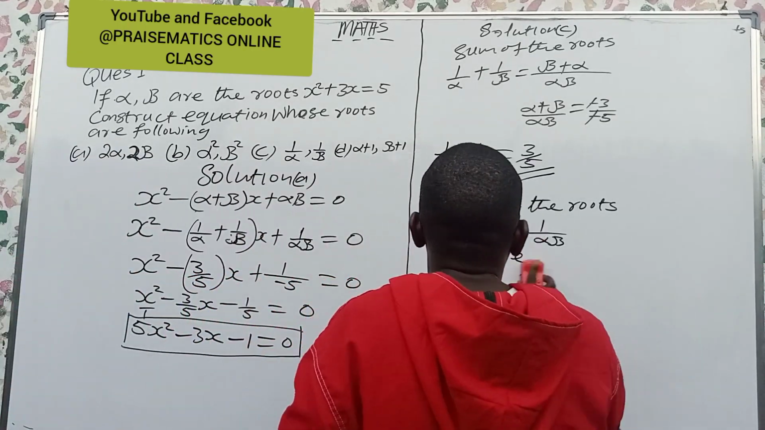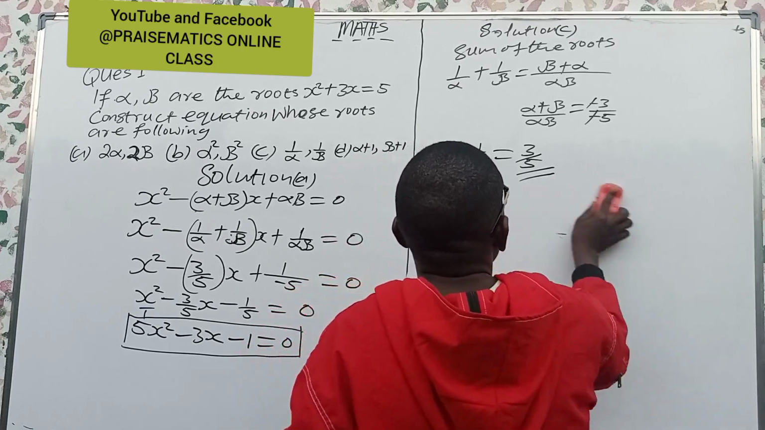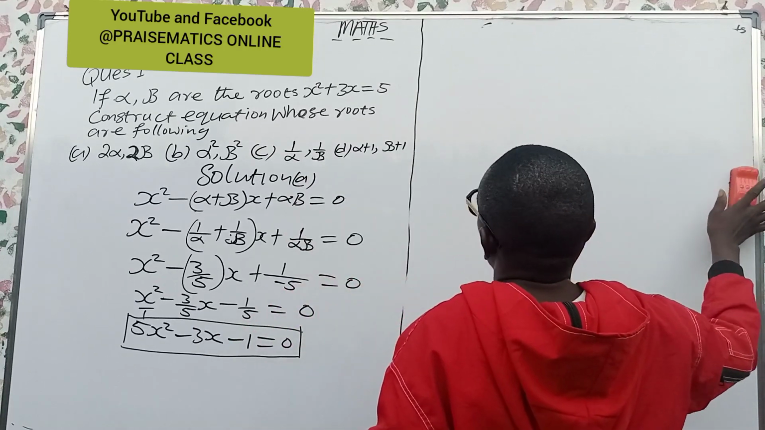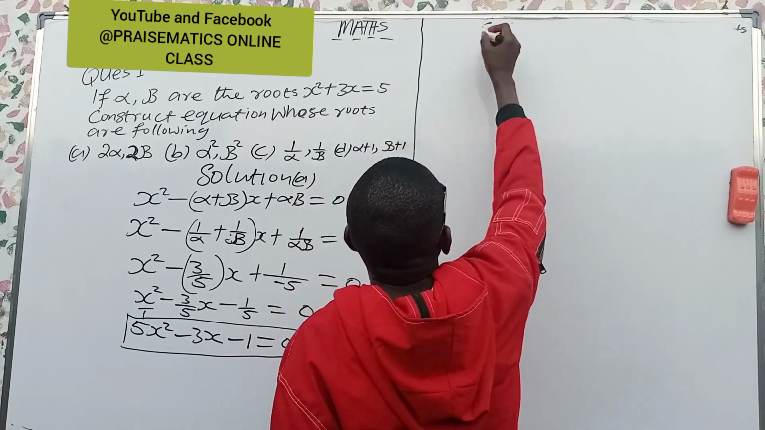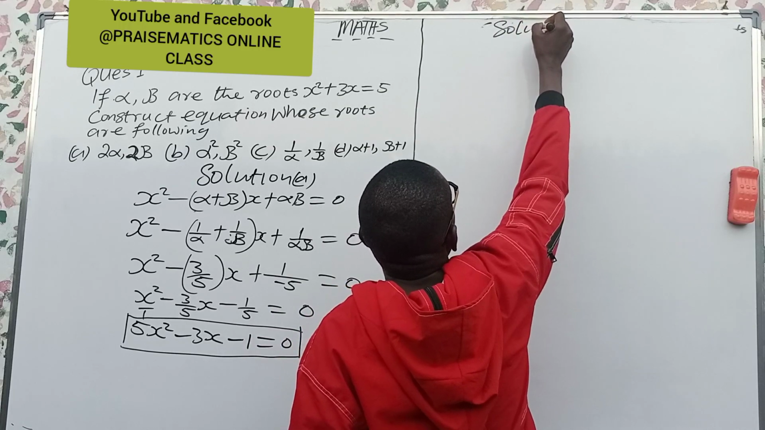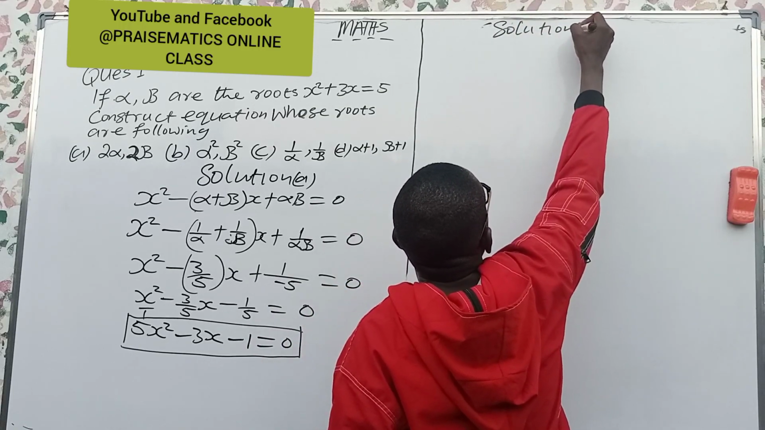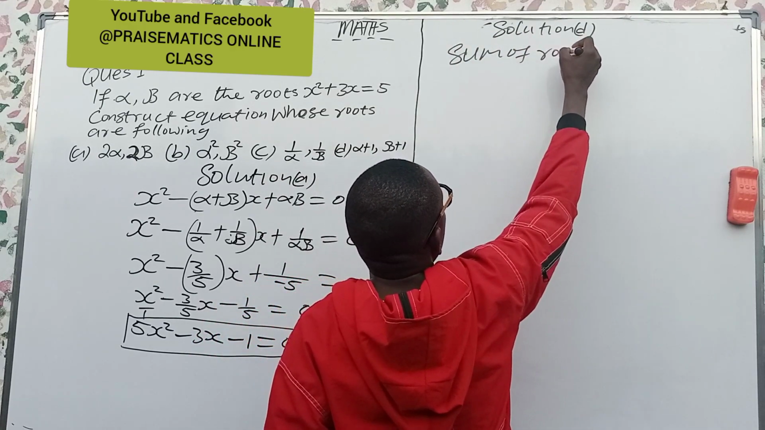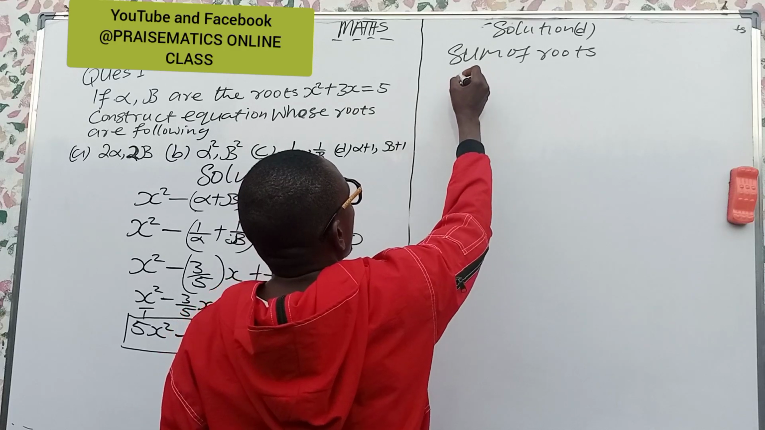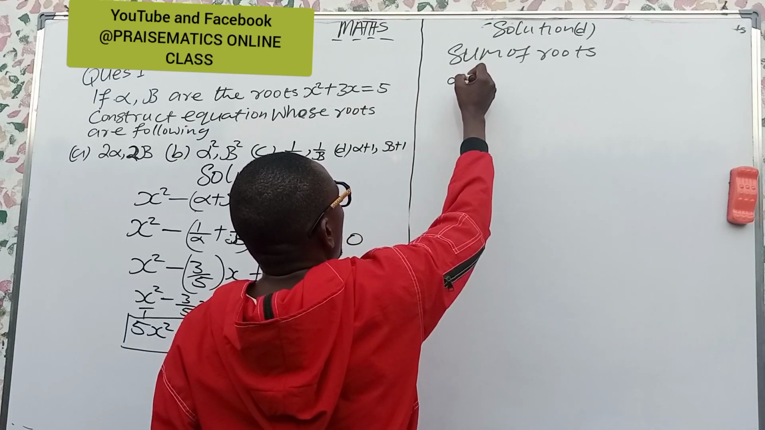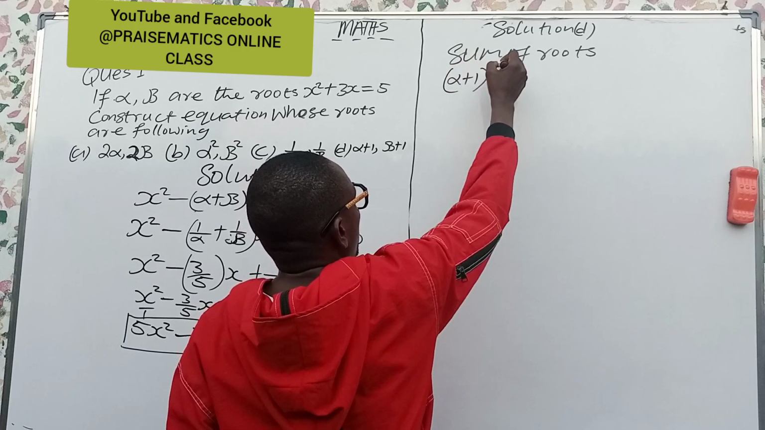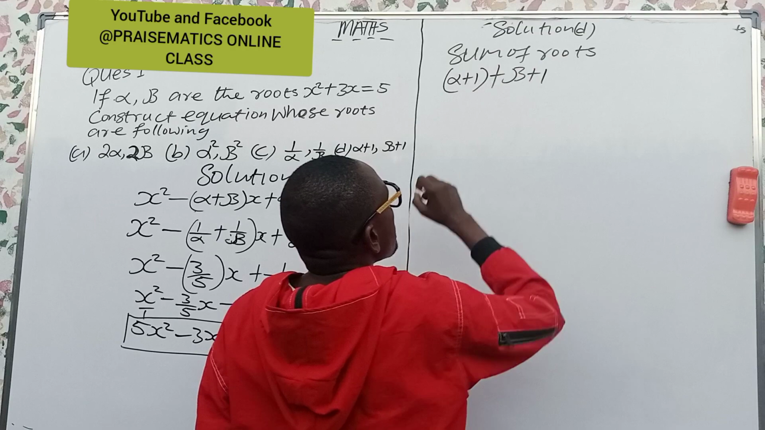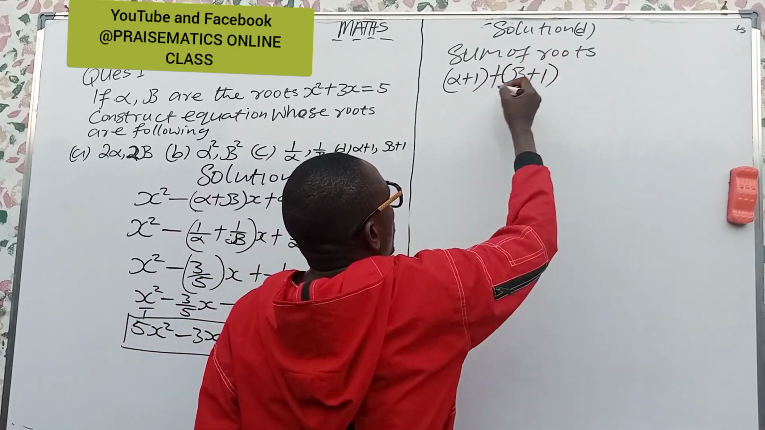Let's look at solution D. The same case, so I will not finish it. I'll just give you what to do, you finish it up. Now the sum of the roots, solution D. Now we have alpha plus 1, close it, plus, because we are dealing with the sum, beta plus 1. So we sum them together.